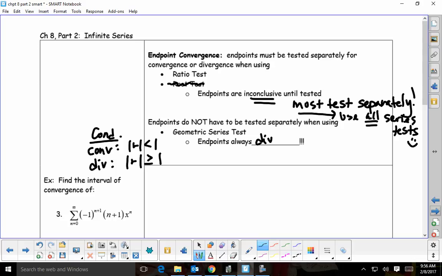That's why we have to test the endpoints. But when we get to geometric, we're going to know, hallelujah, we don't have to test the endpoints. Just so it's in the back of our mind that we don't always have to test endpoints. But we would have to with the ratio test because they're inconclusive.